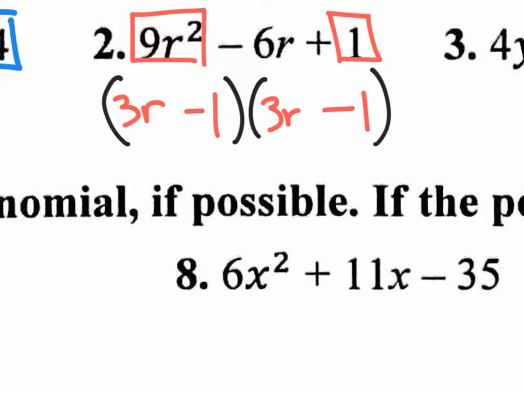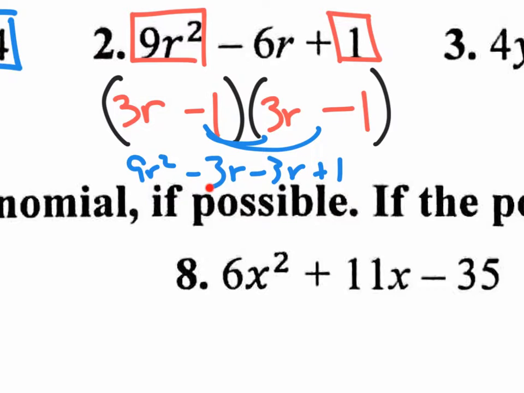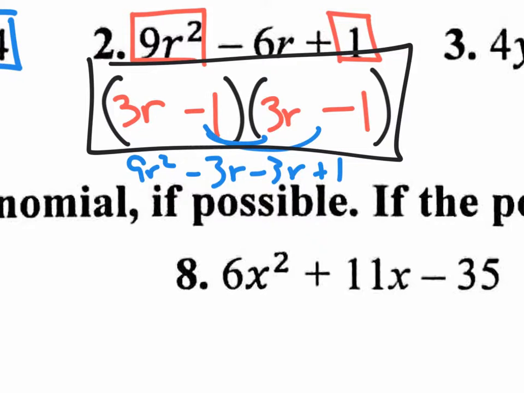Okay, now you can only do this if you have a perfect square term in the front and a perfect square term in the back. But you are supposed to verify it, right? Let's verify. If I go 3r times 3r, that is 9r squared. If I go 3r times -1, I'll get -3r. And -1 times 3r, that's -3r. And -1 times -1 is +1. So we really do see that when I combine the middle terms, -3r and -3r, we do get the -6r. So this does work. So this is the correct factored form.